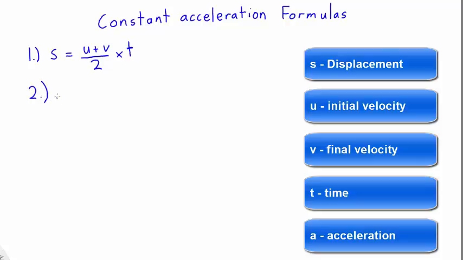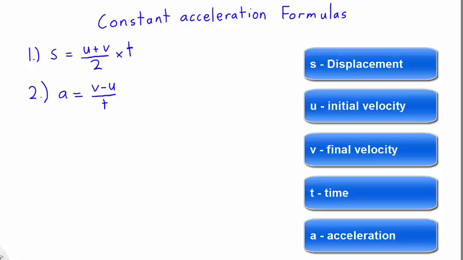The second key formula is that acceleration is equal to (v minus u) divided by t, or the final velocity minus the initial velocity divided by the amount of time. And this is essentially the definition of acceleration, that acceleration is just the change in velocity over time.